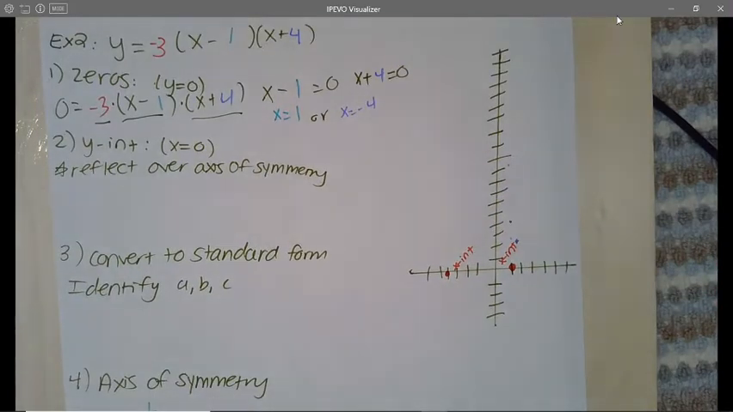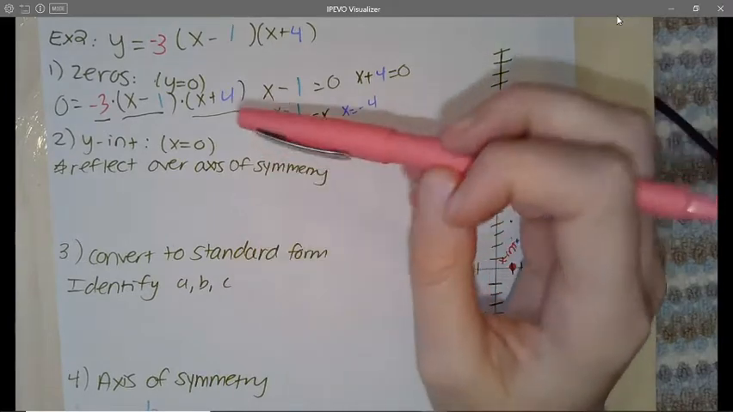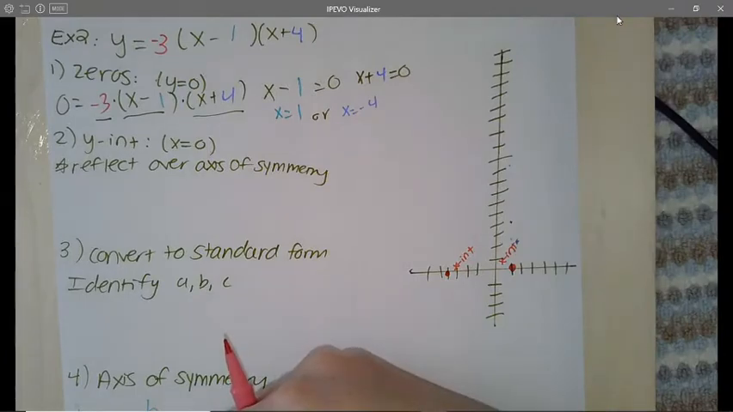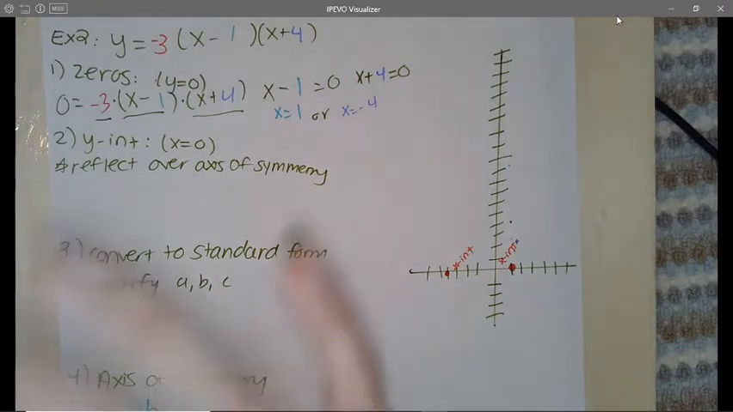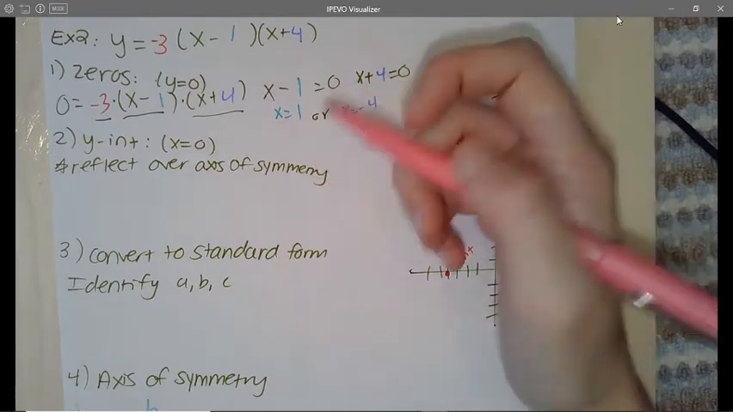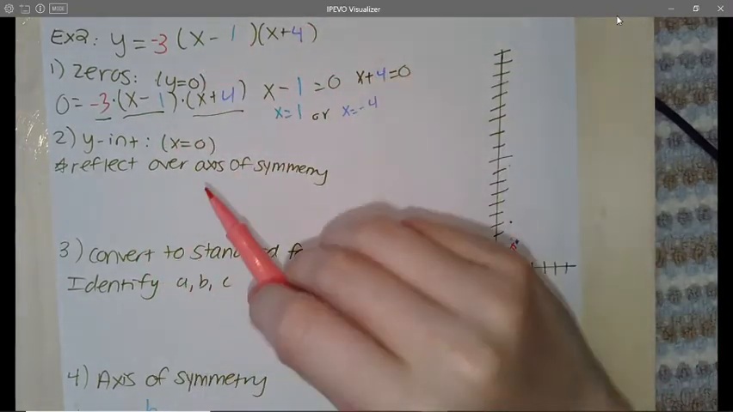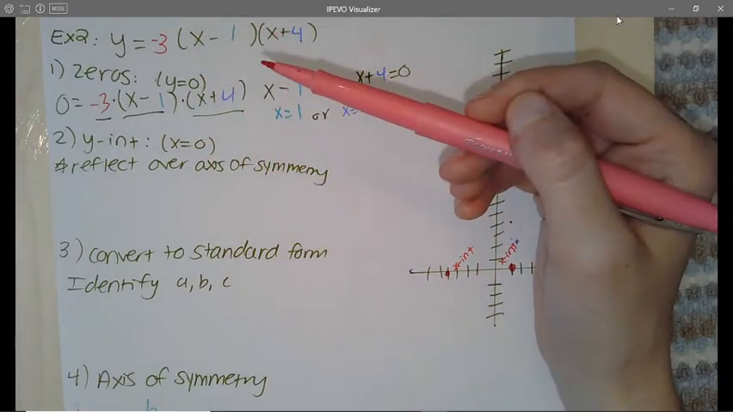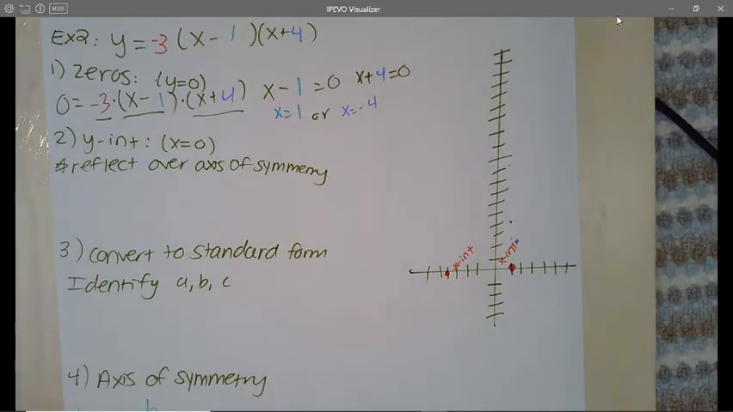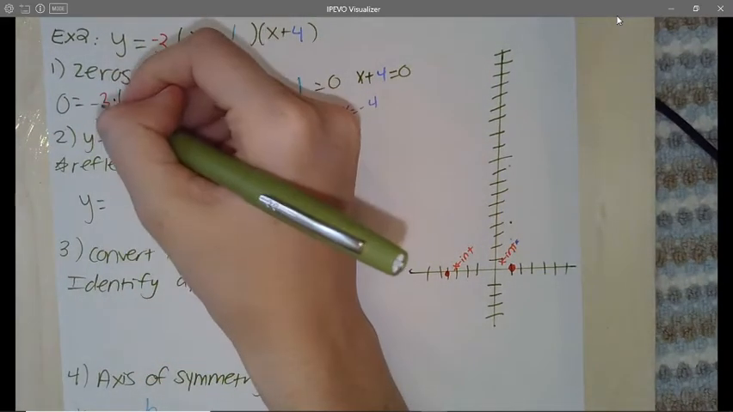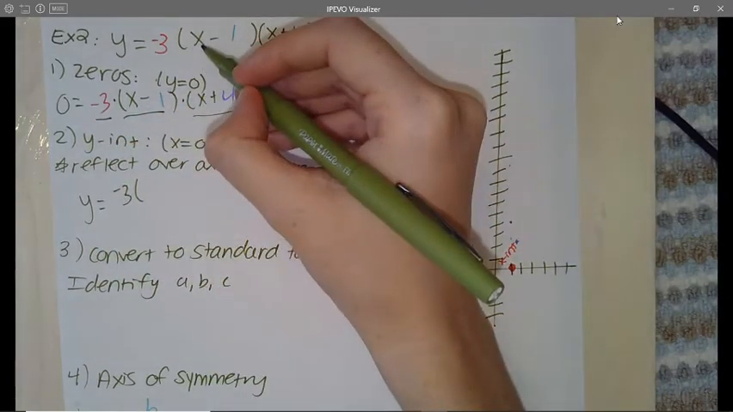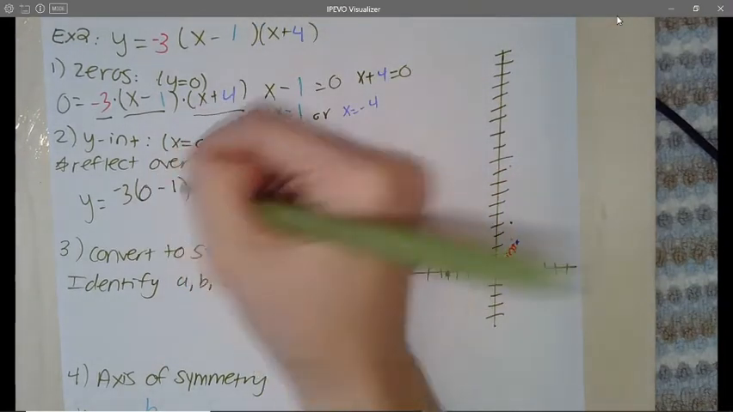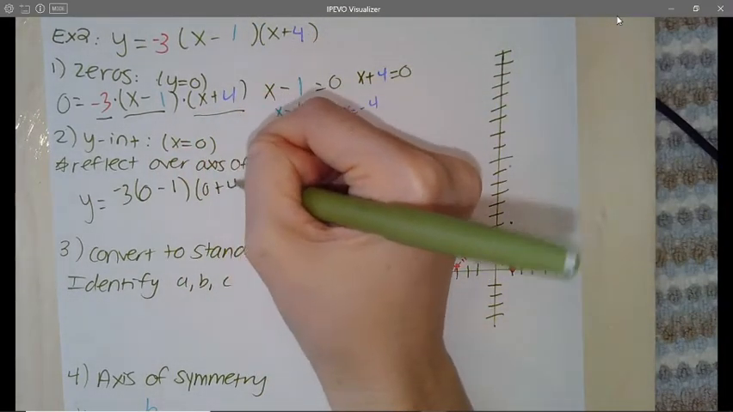Okay, now how do you find your y-intercept? Don't forget, you can only say it's the C value when you're in standard form. Well, we are not in standard form, so I can't say that. Okay, so when you are not in standard form, you actually have to solve for your y-intercept. And we do that by making all of our x's 0. So I'm going to substitute in 0 for my x's and solve for y. Okay, so we have y equals the -3 times, well, I spot an x, so that x will transform into a 0. So 0 minus 1 times 0 plus 4.